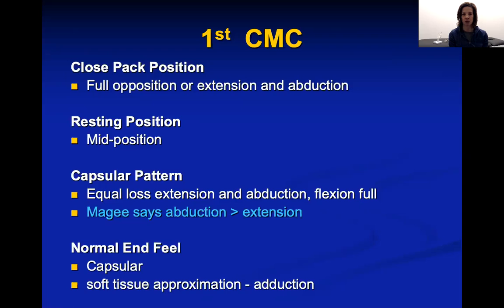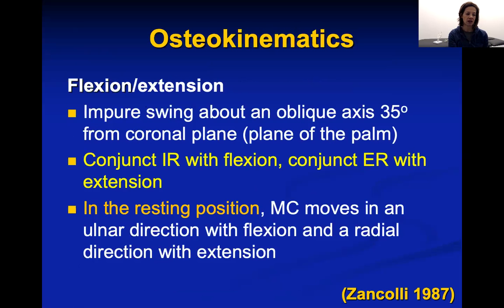McGee says abduction more than extension, but equal loss of extension, abduction, or full flexion. Normal end feel would be capsular, and the soft tissue approximation in adduction. The osteokinematics is an impure swing about an oblique axis of 35 degrees from the coronal plane. So it's just talking about how we have the anatomical position, but we are away from that axis.